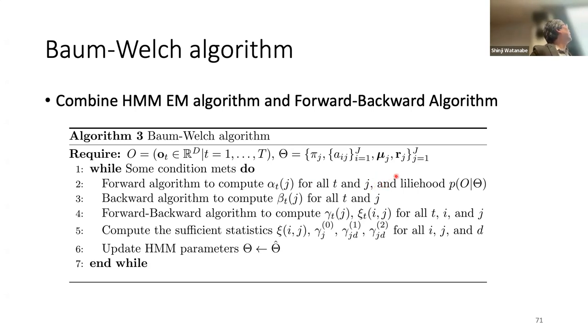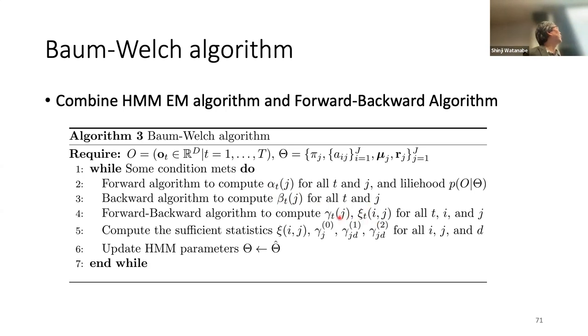As a side effect of the forward algorithm, after we finish it, we can also compute the likelihood. Then, in the second part, we do the backward algorithm to compute beta t j for all t and j. We just go in the opposite direction of time and compute the backward probability. Now we have the whole set of alpha t j and beta t j, and from this we can compute gamma, which is the occupation probability, or the probability of the transition, right?